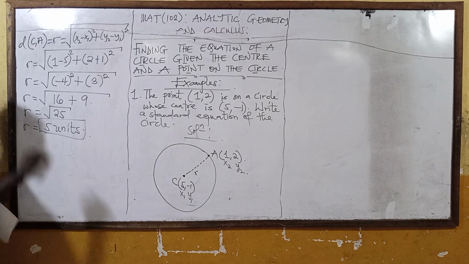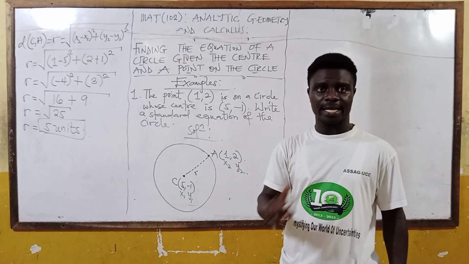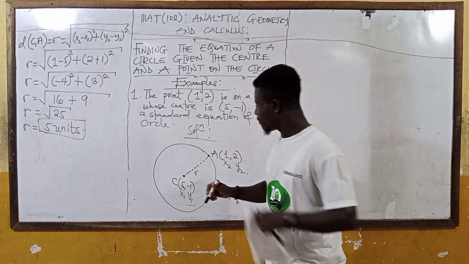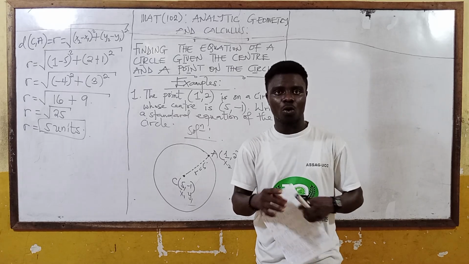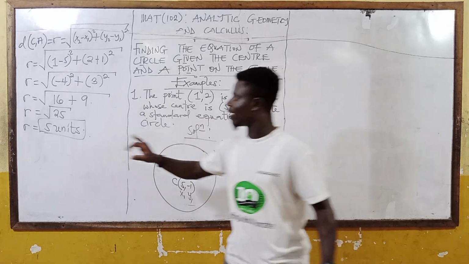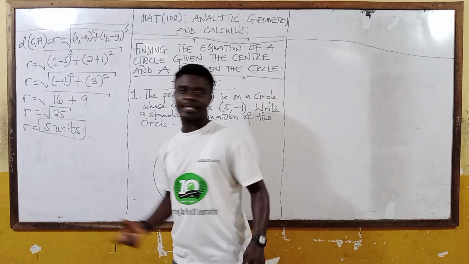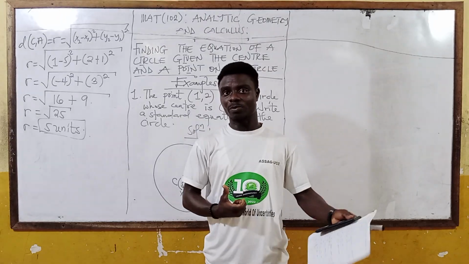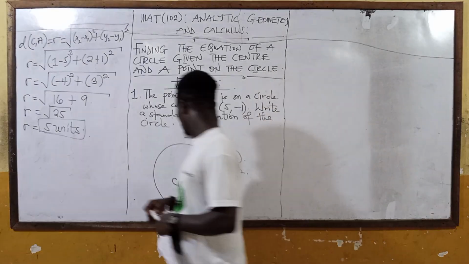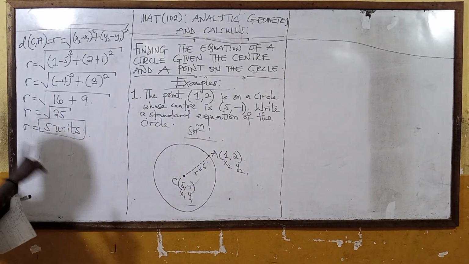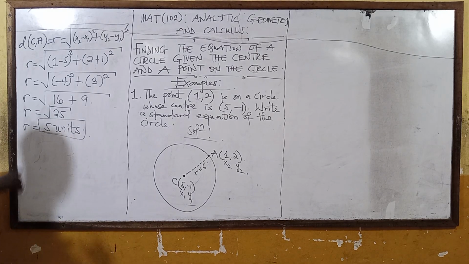So this is how to calculate the radius of the circle. I have my radius to be 5 units because that's the distance. So you have to attach your unit of measurement, right? This unit can be centimeters, kilometers, millimeters, meters. So that's it. Now let's see how best we can find the equation of a circle.